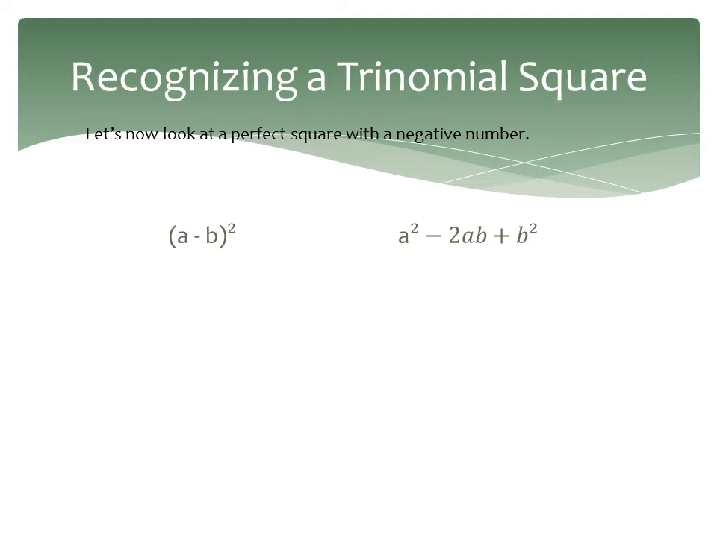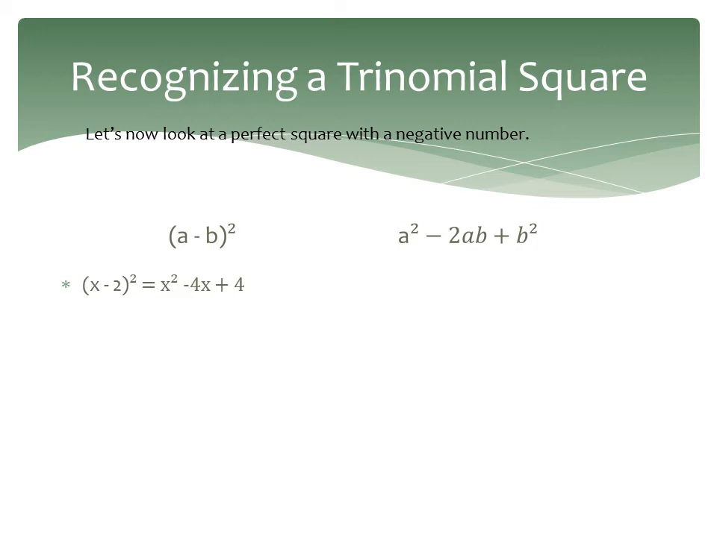The inner terms would be negative b times a, which is negative ab. So you'd have two negative ab's. And for the last term, negative b times negative b, well, we know a negative times a negative is a positive, and b times b is b squared. That's why it's a positive b squared. So let's look at some of these.